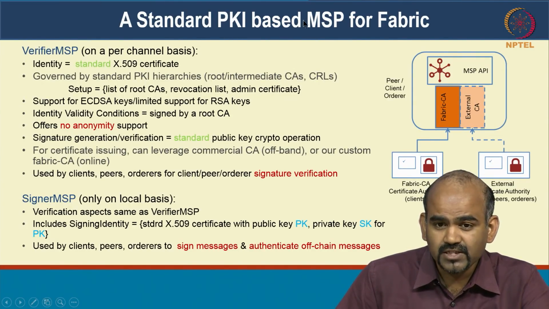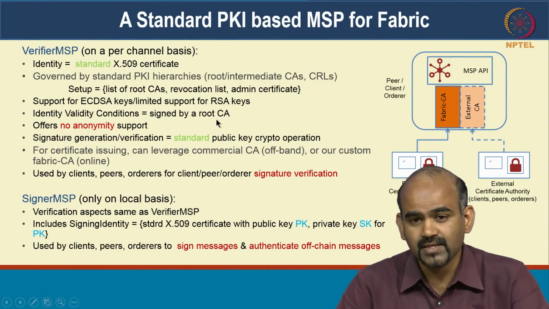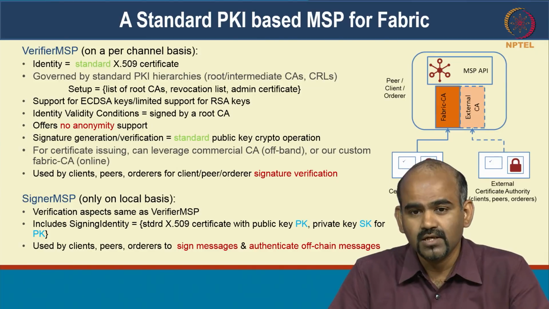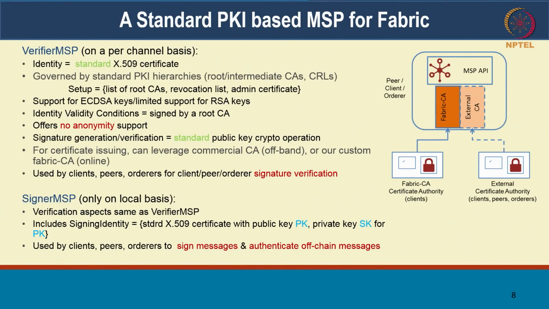The standard implementation of MSP provides no anonymity. So if you look at the certificate, you'll know exactly who performed that transaction. So it does not give you any notion of anonymity at all. The identity mixer, which is the advanced notion, and it's a Fabric CA implementation itself, provides anonymity and unlinkability. But the standard MSP implementation does not give you anonymity for your transactions.